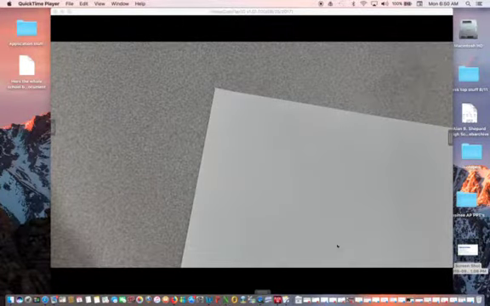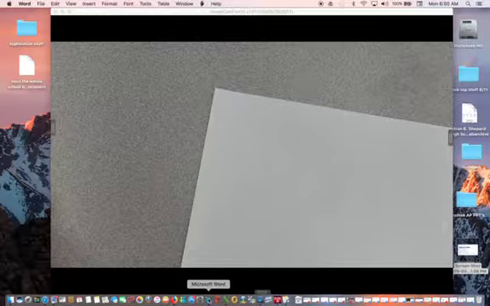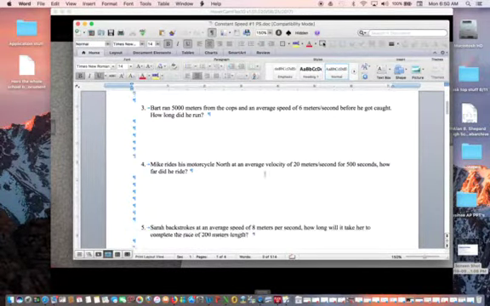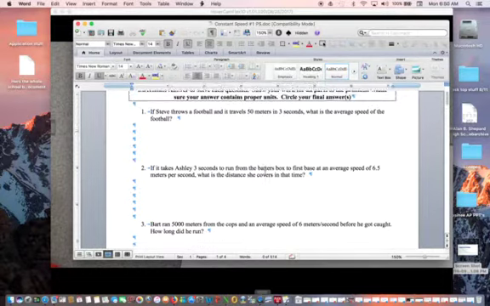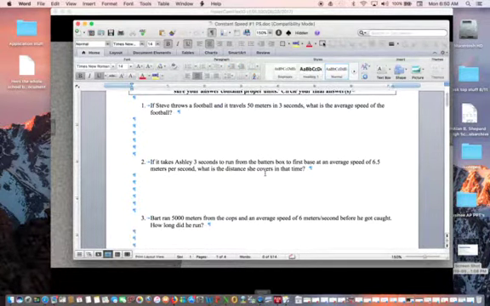So at this point, I'd like to take a look at a couple of these problems. Read problem 1 to yourself. So here's some more practice today. Steve throws a football and it travels 50 meters in 3 seconds. This is problem 1. Whenever you do these problems, it's good to make what's called a know-find table.